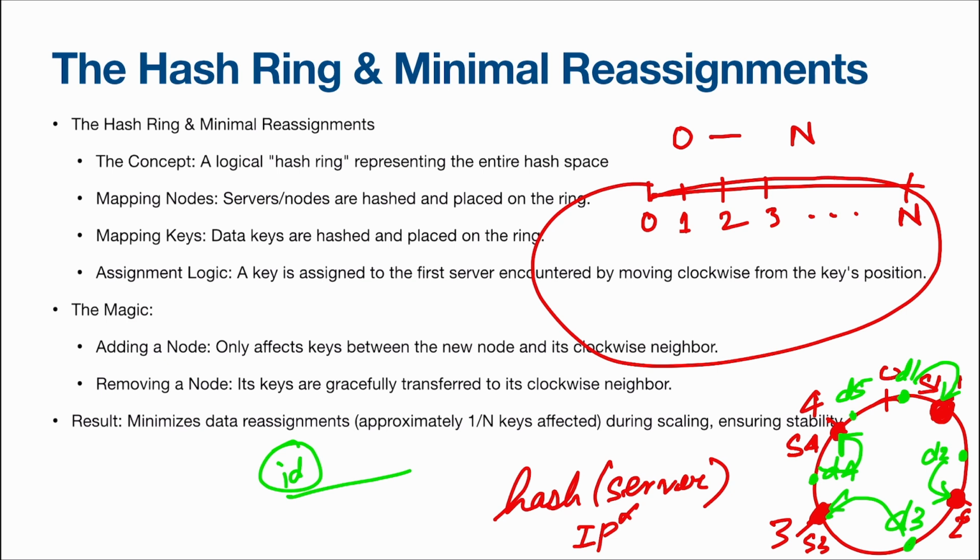So how does it really help? Let's say later one of the servers goes down. Let's say S4 goes down. In this case, what do we do? We need to move the D4 key somewhere else, right? Because S4 went down. In that case, we will move D4 to the next available server going clockwise. So in this case, D4 will rather go to S0.